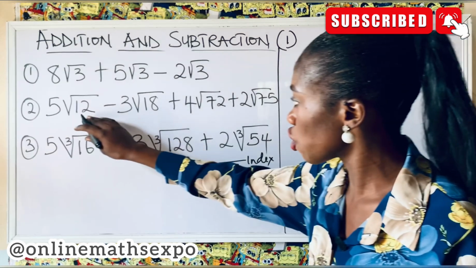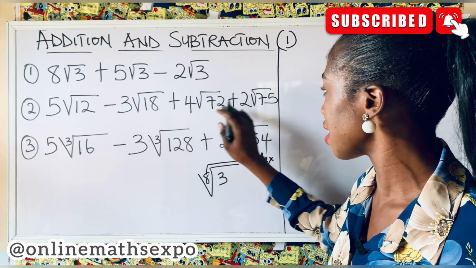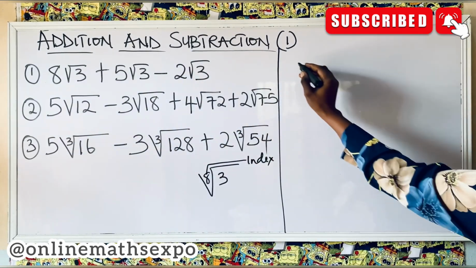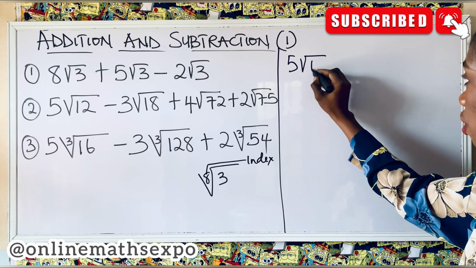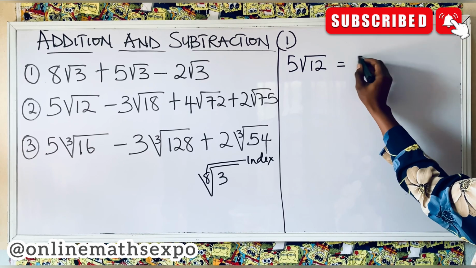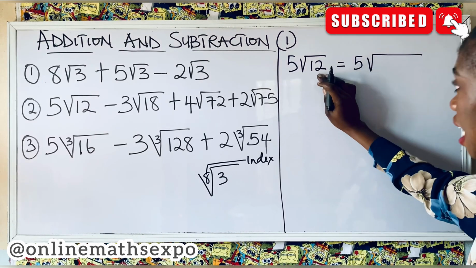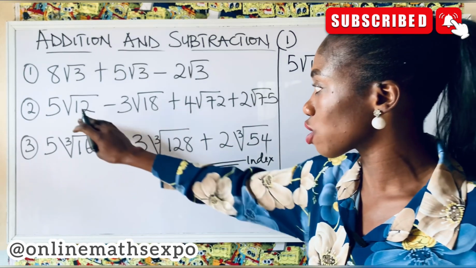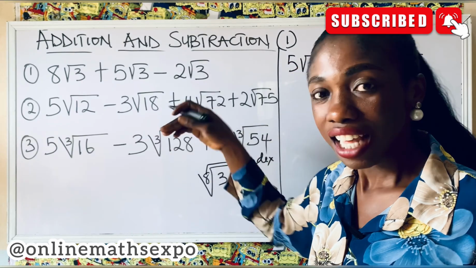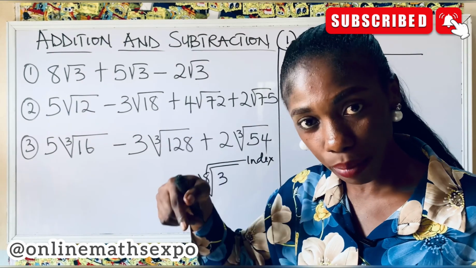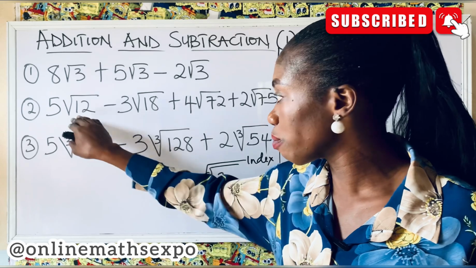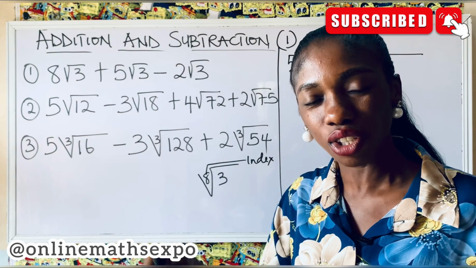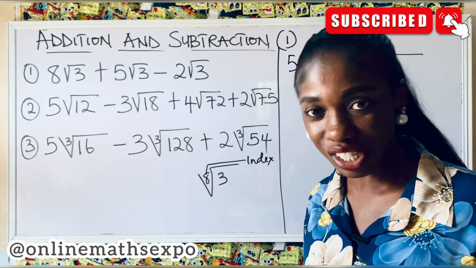So for this, you are going to bring out the perfect squares, the highest perfect squares in each of them. For 5 root 12, you can simplify this to be 5 root, the highest perfect square in 12. Remember our previous tutorial on how to simplify each of these. The link of this I will leave in the comments, where we talked about how to simplify each of these terms. Kindly check the comment section to get the link for further studies.